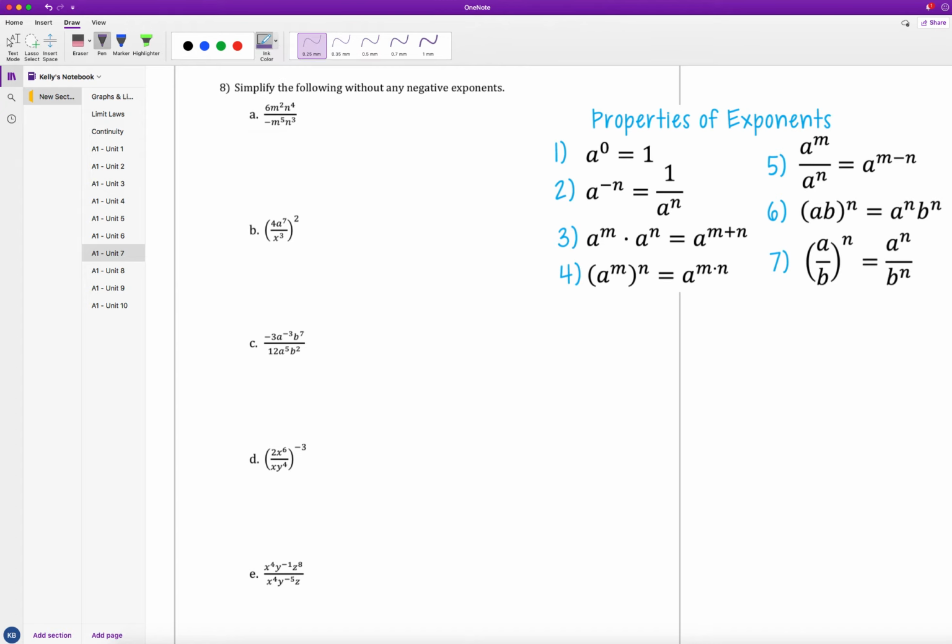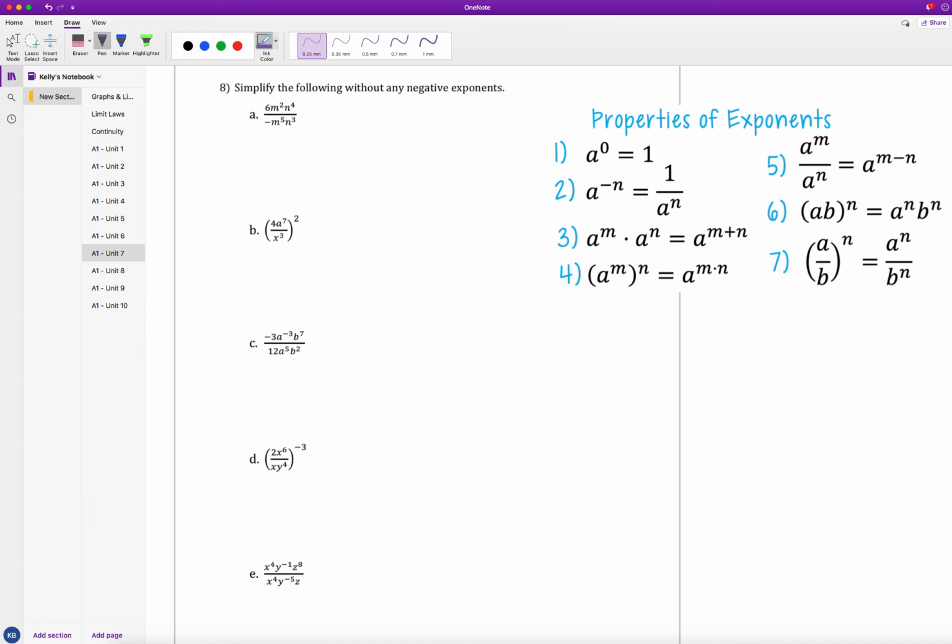What we're going to do now is look at examples that could combine more than one of these together at a time. So make sure you're really strong with all the examples we went through in the last two videos first, and then we'll combine these with some more complex examples in this video. So our instructions for all of these are simplify the following without any negative exponents. So let's look at example A.